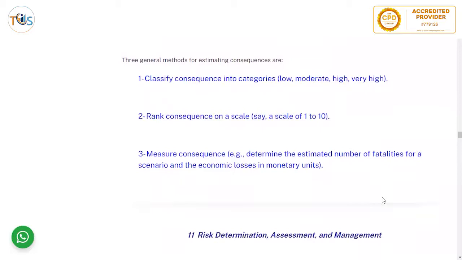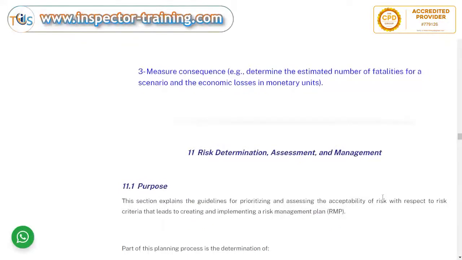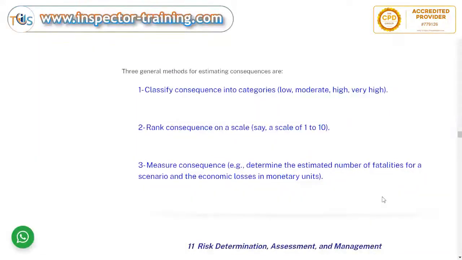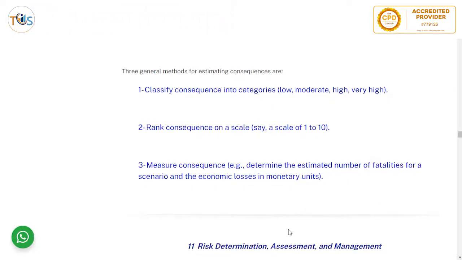3 general methods for estimating consequence are: classify consequence into categories: low, moderate, high, very high. Rank consequence, say on a scale of 1 to 10. Or measure consequence, for example, determine the estimated number of fatalities for a scenario and the economic losses in monetary units.